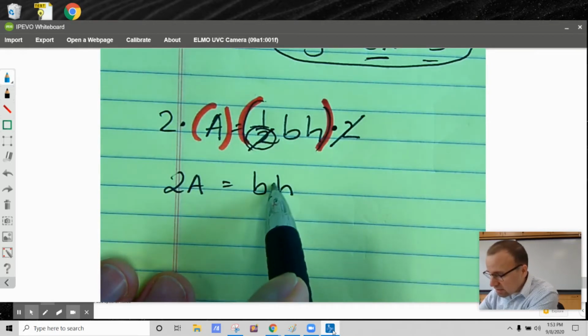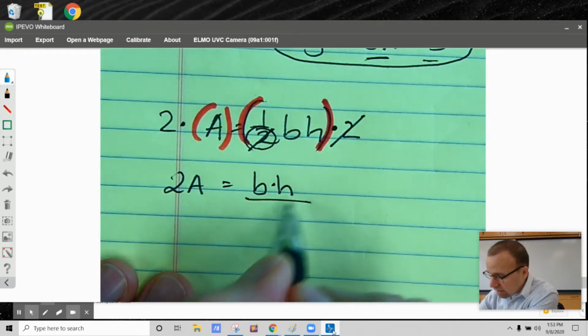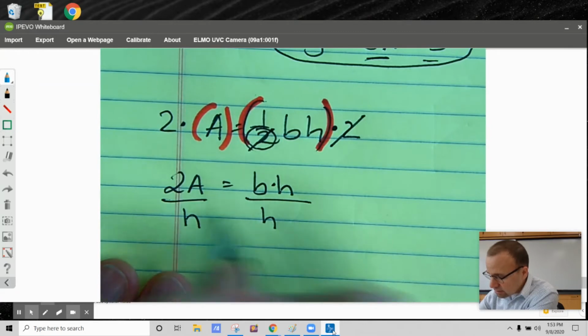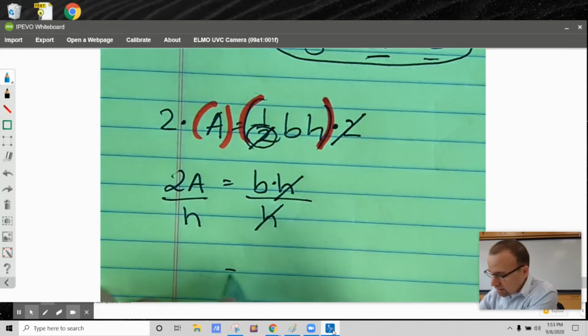Now this is B times H. We're solving for B, so we got to divide both sides by H. And then there's your final answer. B is equal to 2A over H.